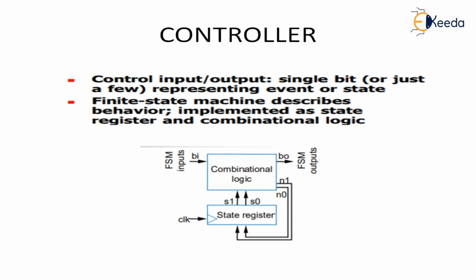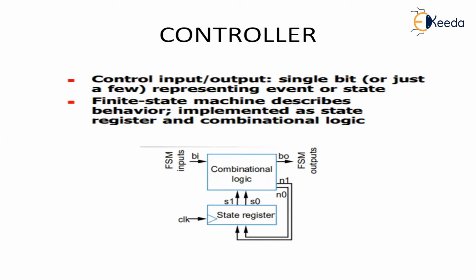So I'm calling that a control input and output. These control inputs are nothing but a single bit or just a few bits of information that is going to represent any event or a state. So a controller will have certain control inputs as well as certain control outputs. They are single bit inputs or outputs that will be representing any event or any state.